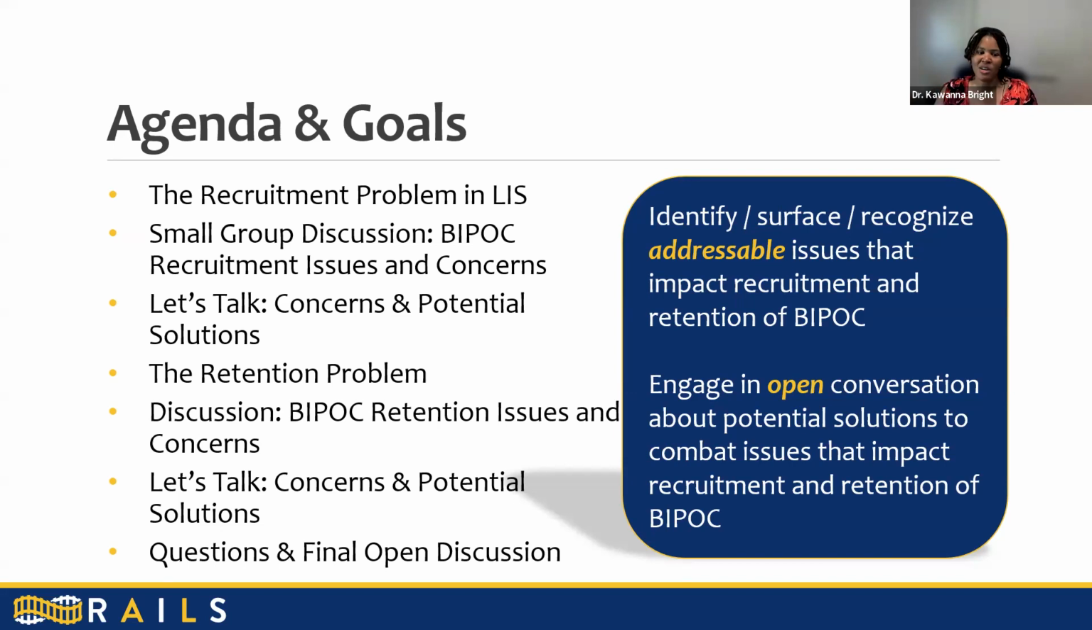So if we run out of time at the end, we'll definitely get questions answered, but feel free to ask questions throughout this process. So you don't feel like you have to hold on to a question that's important towards the end. The other thing is we are going to specifically be looking at trying to identify, surface, and recognize what we call addressable issues that impact recruitment and retention of BIPOC, and then also engage in open conversation. And so I do encourage you to be open in asking questions. I know sometimes it can be difficult to try to express what you are thinking or feeling, especially when it comes to this topic, but I hope that you will be comfortable making an attempt to have that conversation as well.